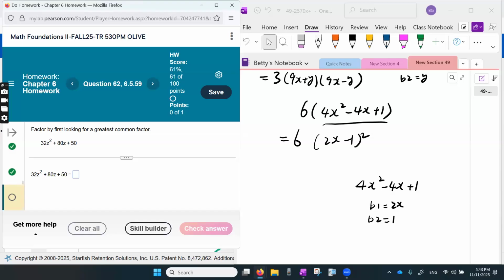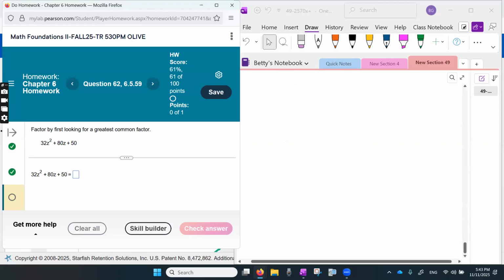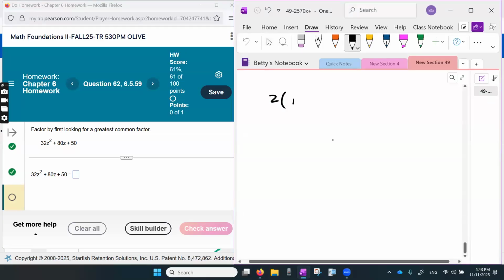Next, factor by first looking for GCF. Sometimes the question tells you to pay attention to the GCF, and that's good, right? And the variable is Z. 32, 80, and 50, GCF is 2. Factor 2 out. We have this one, 16Z squared plus 40Z plus 25.